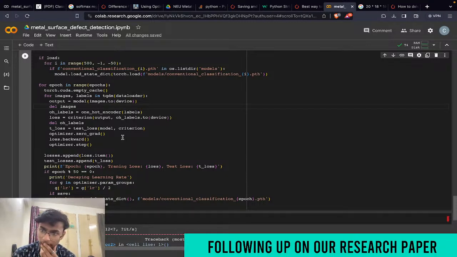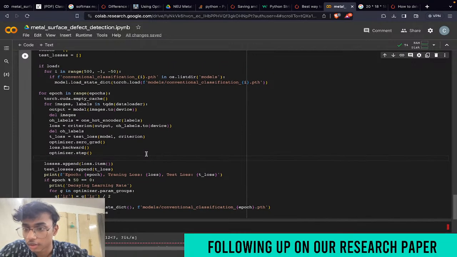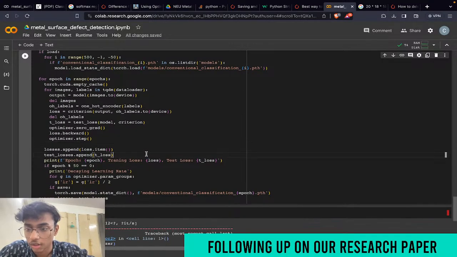That's how you do that. Test loss is also correct. Optimize the third: zero grad, loss dot backward, optimizer dot step. That's how you do it. Anything wrong with it? I don't know.